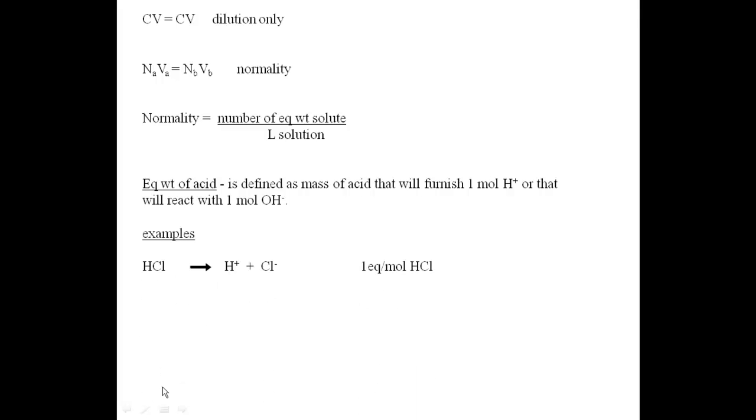Example, HCl. HCl, strong acid, breaks up into H plus and Cl minus. So there's one H plus equivalent in HCl. Okay, one equivalent for every 1 mole of HCl. If I talk about H2SO4, there's 2 H pluses for every H2SO4, so there's 2 equivalents for every mole of H2SO4. If I talk about a base, sodium hydroxide, for every 1 sodium hydroxide, I give up 1 OH minus, so there's 1 equivalent per mole of sodium hydroxide.